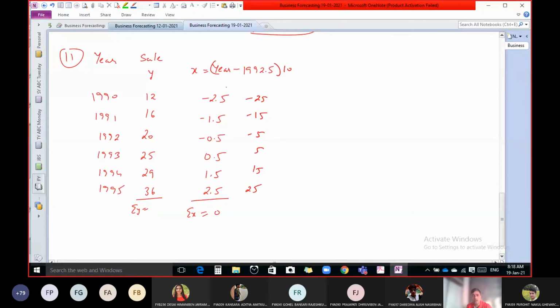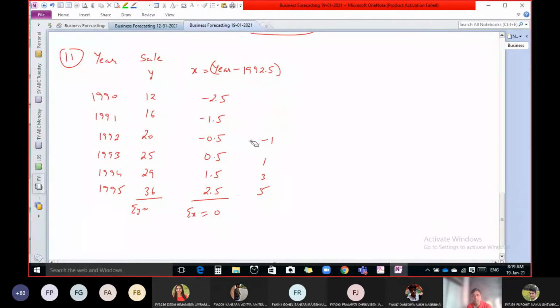But see, all these values are divisible by 5, so it is better to divide by 5. Multiplying by 10 and dividing by 5, ultimately we have to multiply by 2. So instead of dividing by 0.5, it's better to multiply by 2. If you multiply by 2, we get minus 5, minus 3, minus 1, plus 1, 3 and 5. So we get small values and our calculation becomes simple. So it's better to do like this.